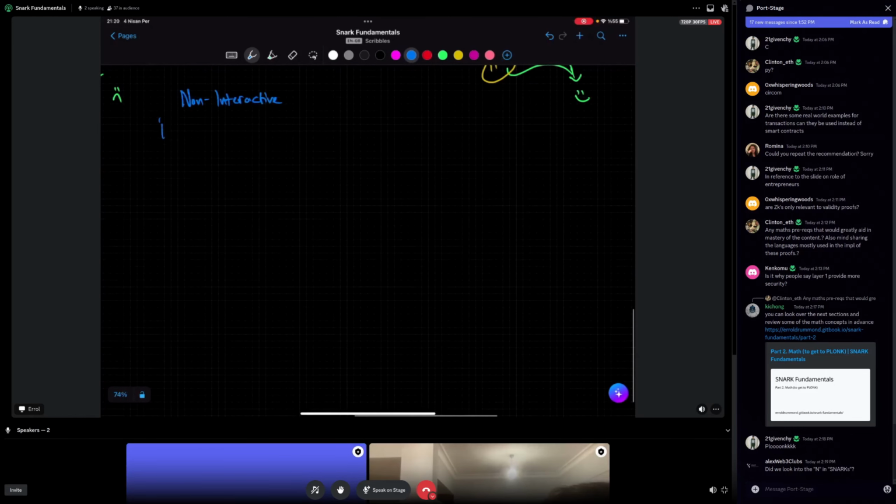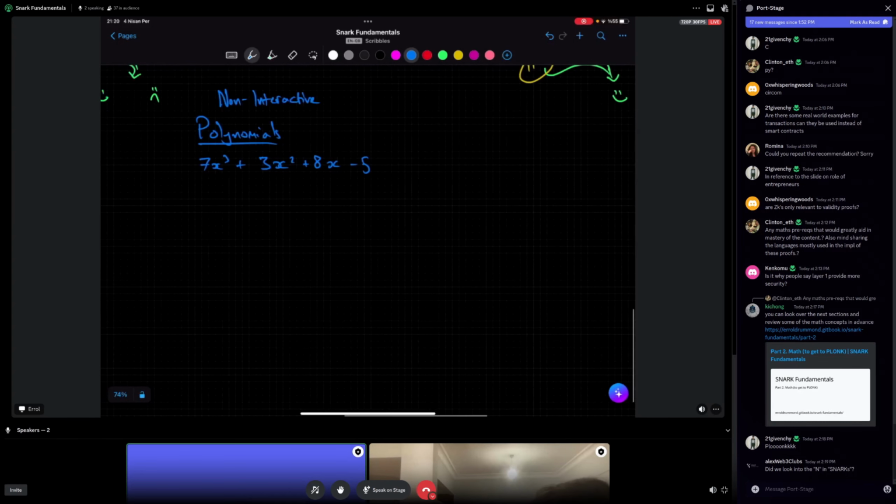Polynomials. Okay. So probably most functions you would have used at school are polynomials. They're just sums. So, 3x squared plus 8x minus 5. This is a polynomial because we're adding powers of x, and that's kind of it. And we can take this as far as we want, 7x cubed, and we can just keep going.